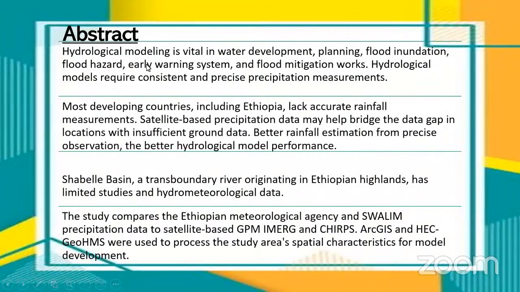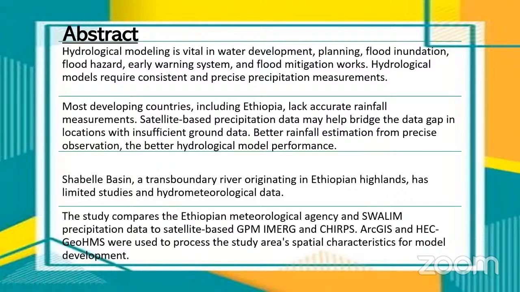So if we come to the abstract, hydrological modeling is very vital in water development and planning and flood inundation mapping. In order to get a hydrological model, it requires consistent and precise precipitation measurement. In most developing countries, including Ethiopia, a lack of accurate rainfall measurement is always happening. An option to change that is satellite-based precipitation products, and better rainfall estimation from precise precipitation gives us better hydrological model performance.